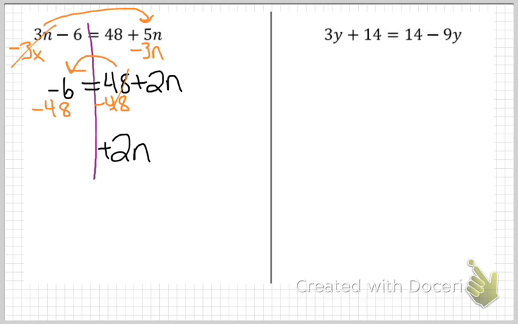You don't have to put the plus. It's understood that, yeah, the 2 is positive. You don't necessarily have to put a plus in there. Negative 6 minus 48 will give us a negative 54.